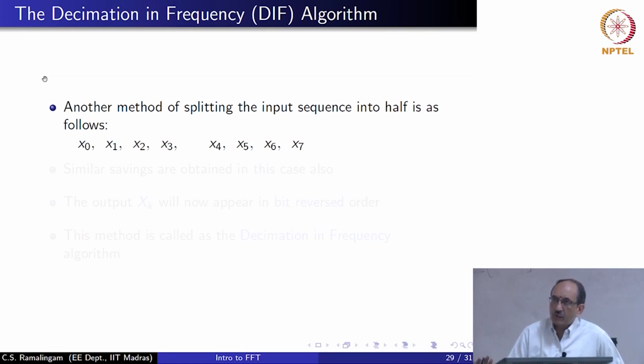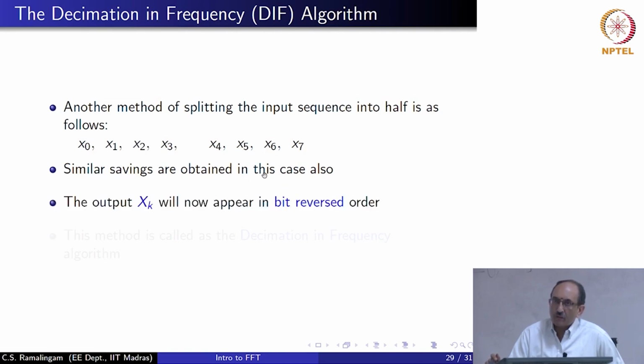Given a sequence, if you are asked to split it into two parts, splitting into odd and even indices is not the first thing that will occur to you, whereas what will first occur to you would be split it into first half and second half. And if you did this, exactly similar type of savings will occur. Again, you need to work out the details. But what will happen is, the transform will now occur in bit reversed order. So there is no escaping from bit reversal, but fortunately efficient algorithms exist.